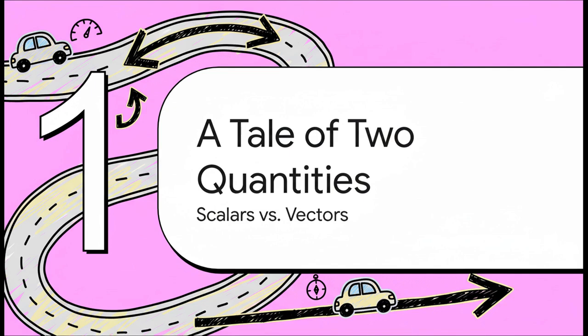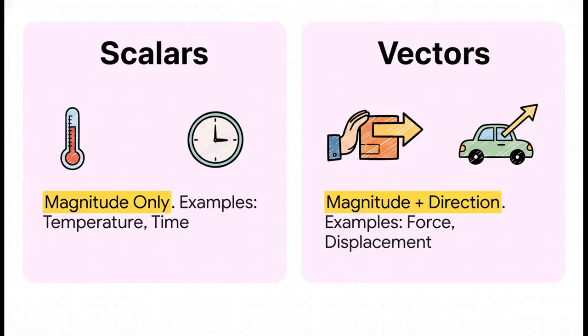So, to really get why our simple addition didn't work for the car problem, we need to talk about a fundamental difference between two types of quantities we use every day: scalars and vectors. On one side, you've got scalars. Super simple, right? They're just a number, a magnitude. Think about temperature. It's 25 degrees. Or time. It's 3 hours. That's the whole story. But vectors? Oh, they're the whole package. They have a magnitude and a direction, like a force pushing up or a car moving west. The direction is just as critical as the number itself.